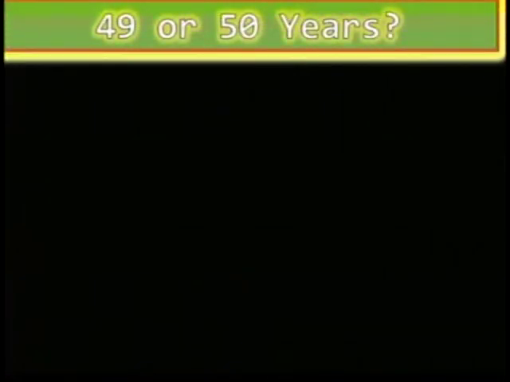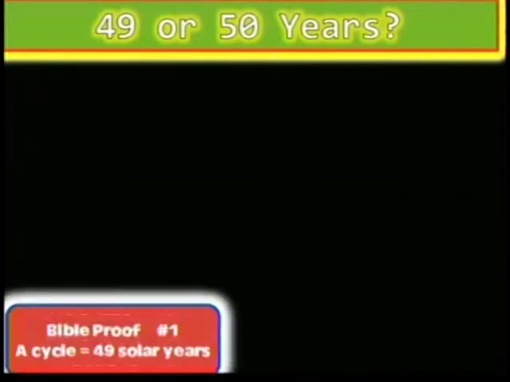First, we have to answer a question on whether or not it's 49 or 50 years, because there are many, many scholars who believe that it's 50 years and not 49. So I had to prove it to myself who was right. So I started with Bible proof number 1, that a cycle equals 49 solar years.